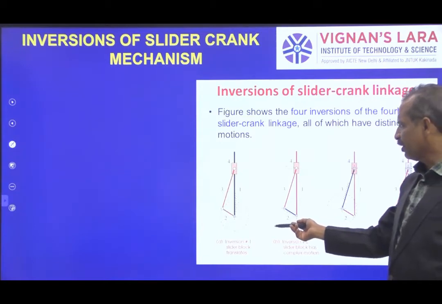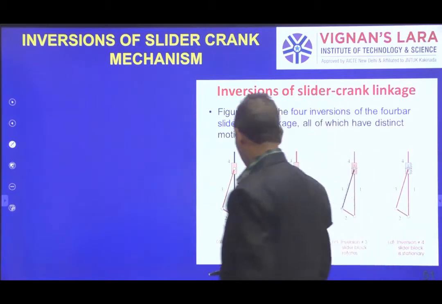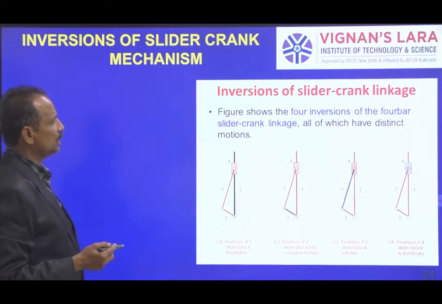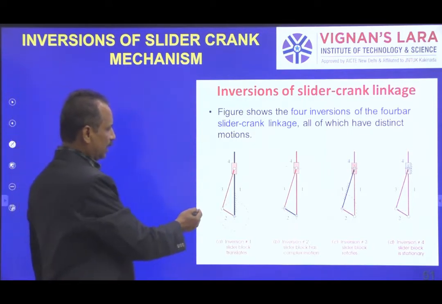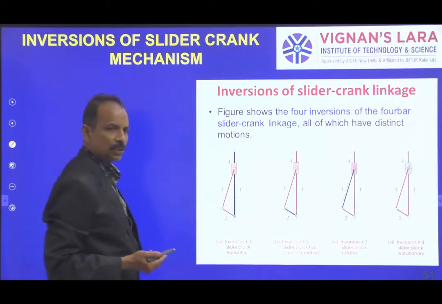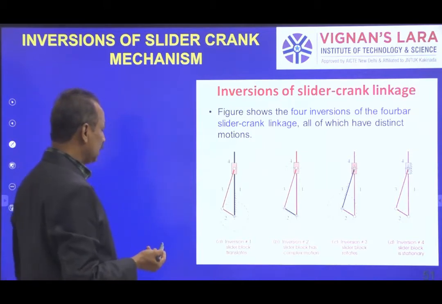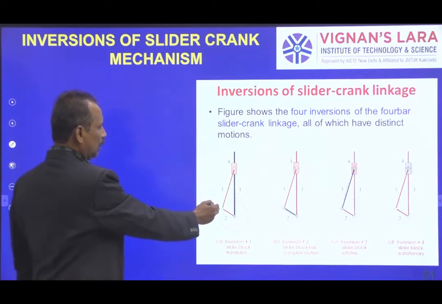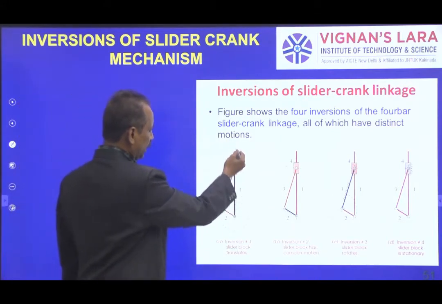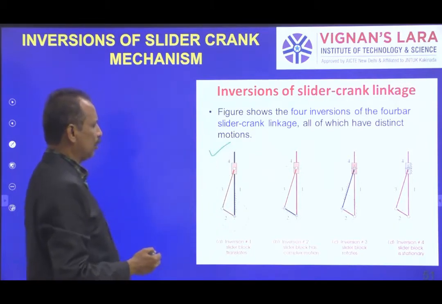What happens if I fix link 1? What happens if I fix link 2? What happens when fixing 3 and 4? It is the same basic 4-bar chain, a single slider crank chain, shown in 4 different situations. When I fix link 1, the input is crank rotation and the output is slider translation. That is the first one which we have just discussed.